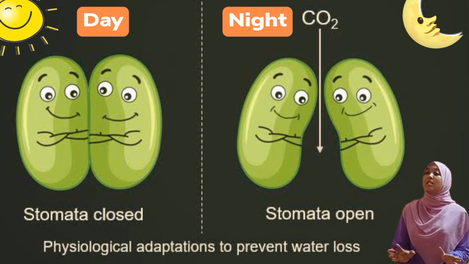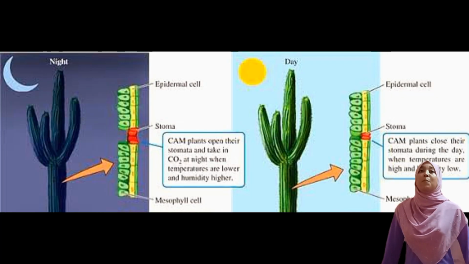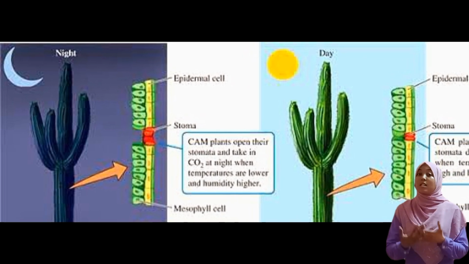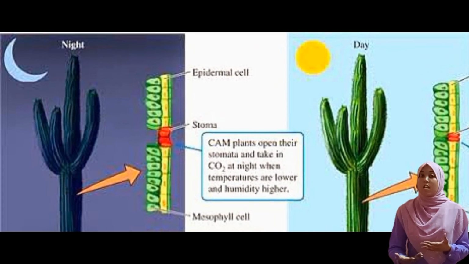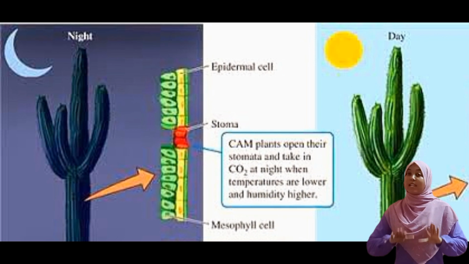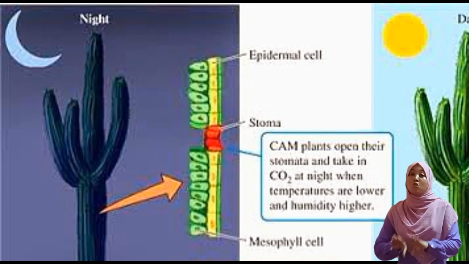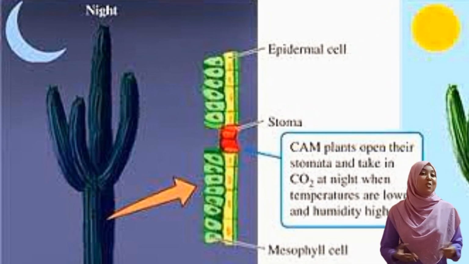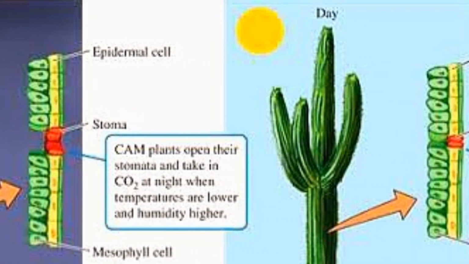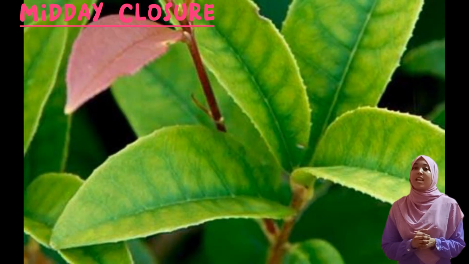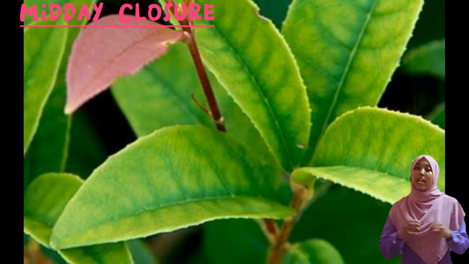And the reason for this is because during the night, the temperatures tend to be lower. So when the temperatures are lower, that means that the rate of transpiration is also low. So in short, when they open them at night, they can carry out gaseous exchange and at the same time reduce the amount of water vapor that they lose. How cool is that? Now moving on to another physiological factor with regards to transpiration, and that is midday closure.